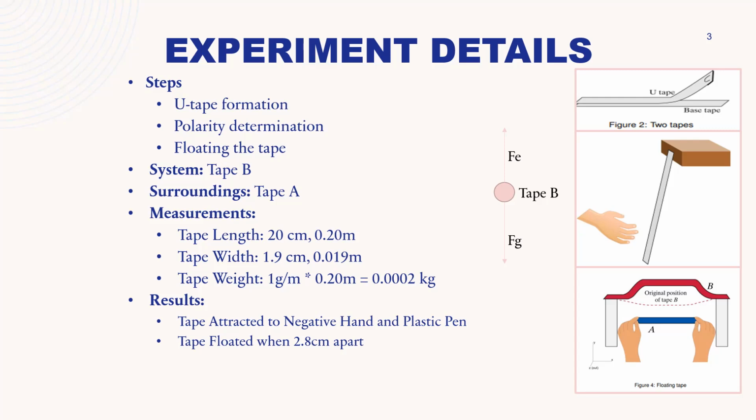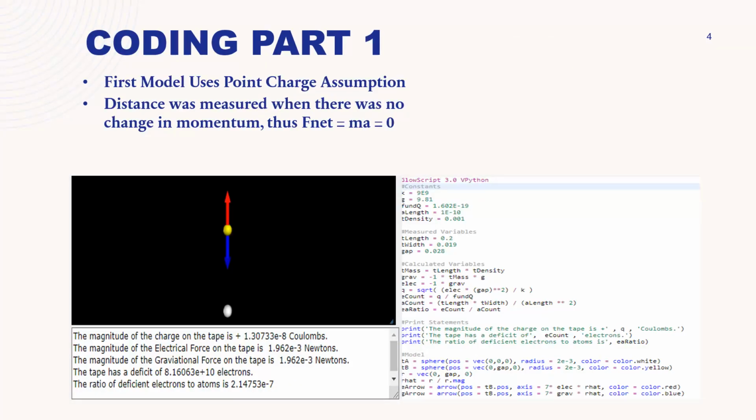And the system in this case is tape B, the top tape, and as you can see in this free body diagram, the electric force is pulling it up and the force of gravity is pulling it down. The measurements of the tape in question are 20 centimeters long and 1.9 centimeters in width, and the weight was about 0.2 grams.